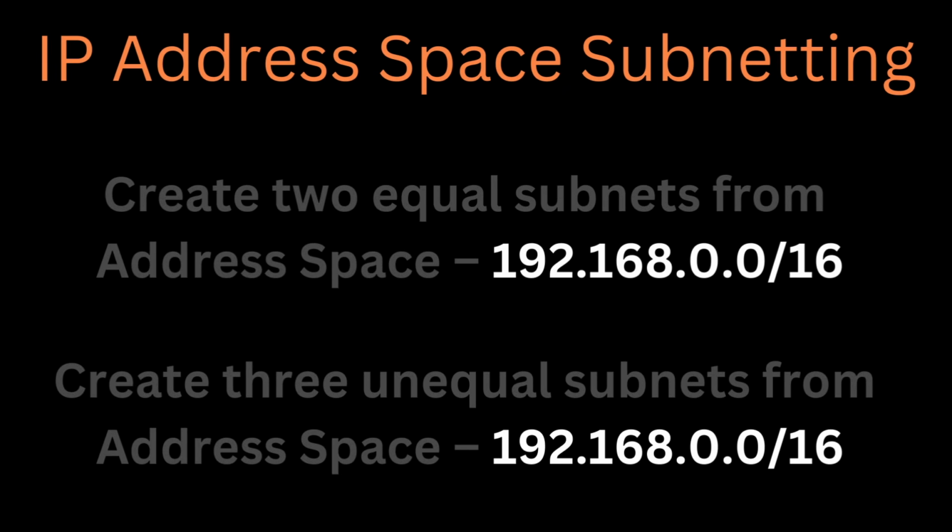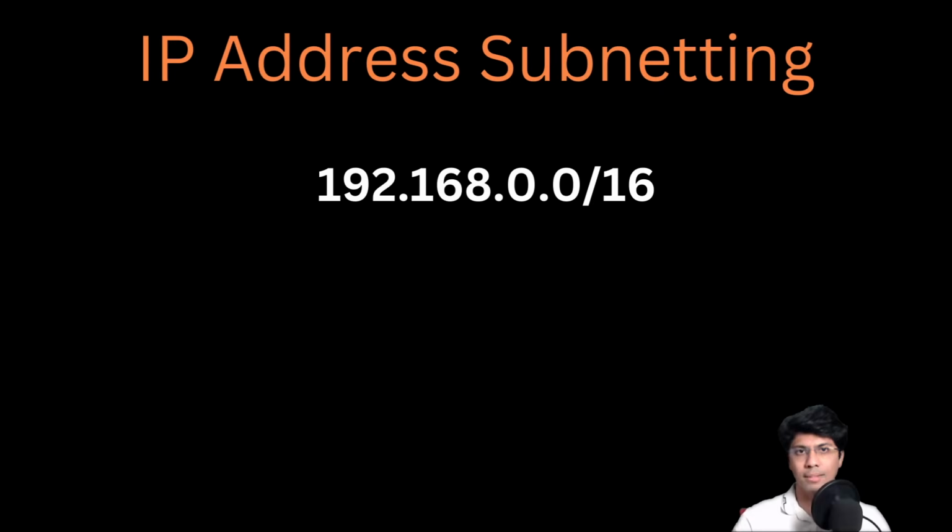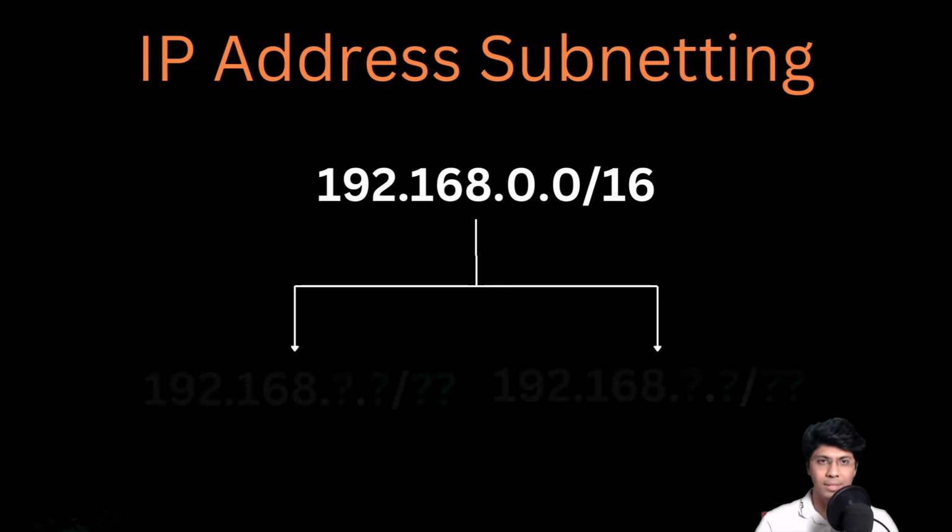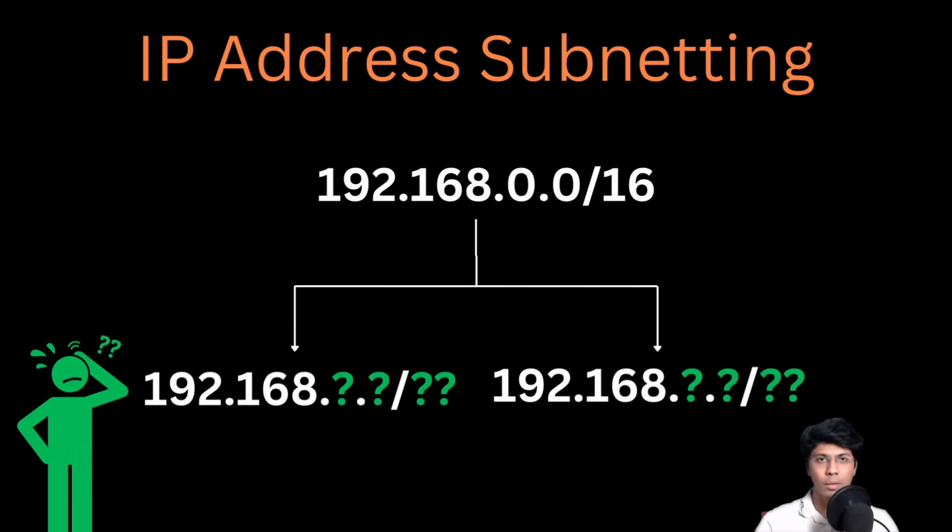We have address space, that is 192.168.0.0/16. Let's take this IP address for our task. First, we need to split this IP address in two equal halves or two subnets, right? We can quickly figure out some parts of the two new subnets, but what about the remaining parts? Just take a second. Can you figure it out?